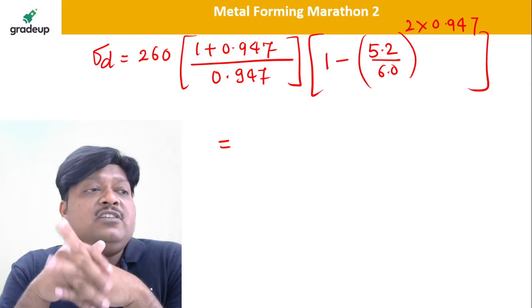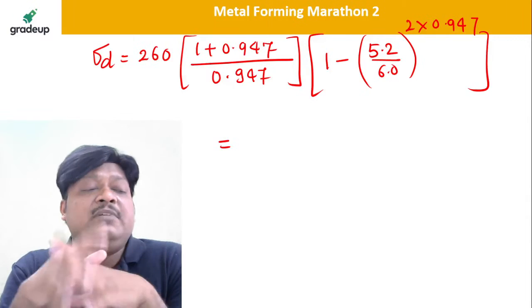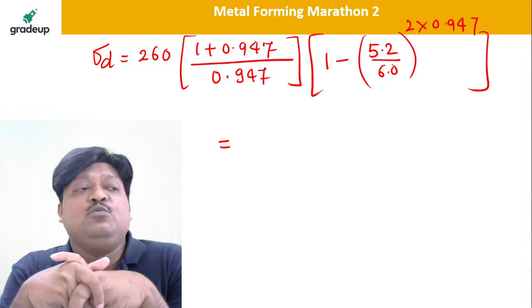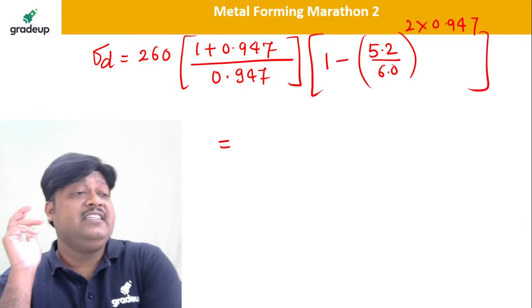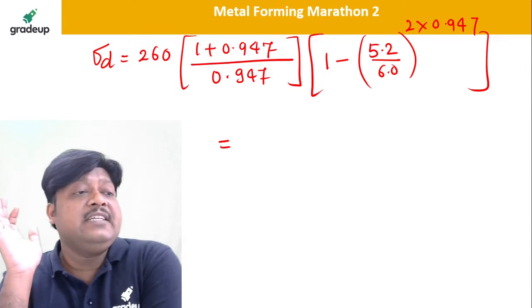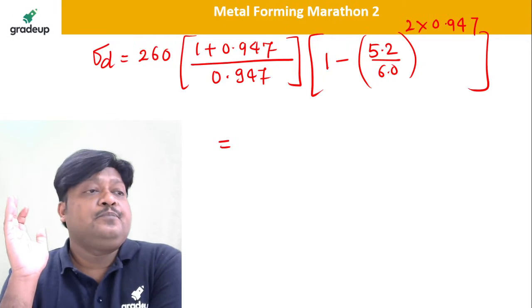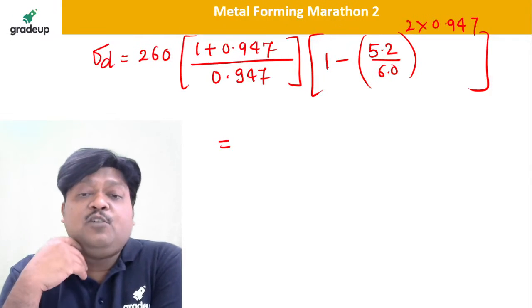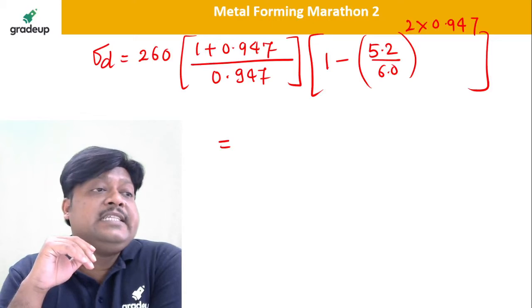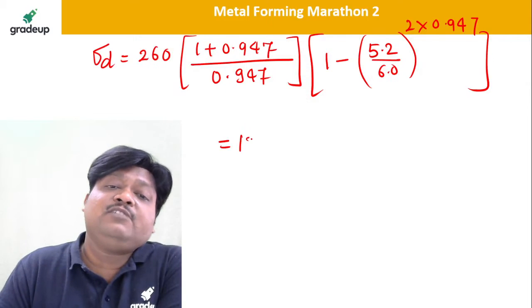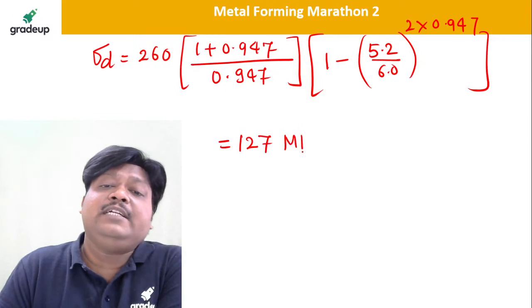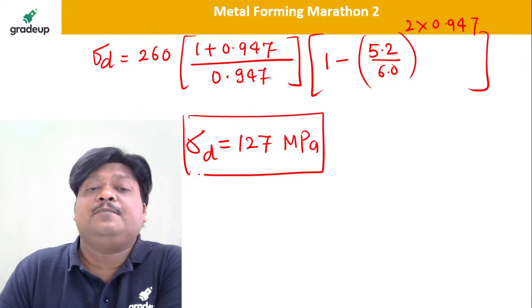So Nikhil, concentrate on the formulas and on the practice of the numericals, how we are going to solve this. At this stage, that is not necessary. Truly speaking, it is not necessary. Yes, how much is it? 126. Actually, it is 127 megapascal. This is the sigma d.